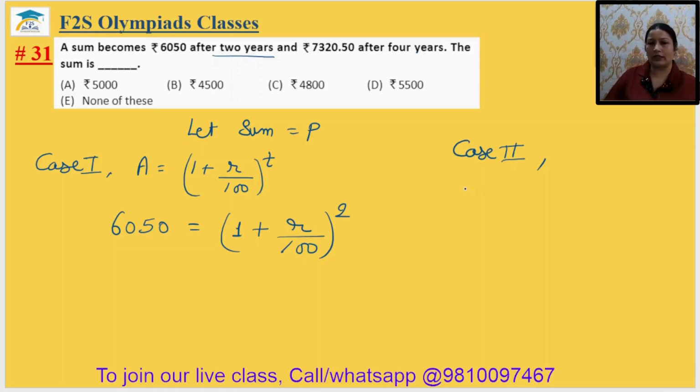So you can write 7320.50 equal to P multiplied by P into 1 plus R by 100 to the power 4. I'm writing half, P into 1 plus R by 100 to the power 4.